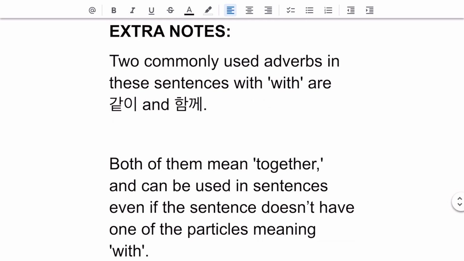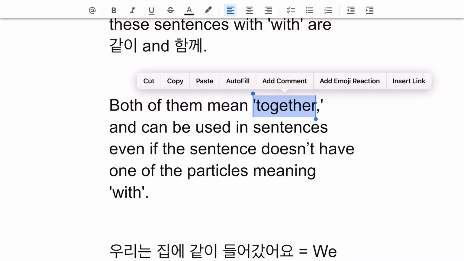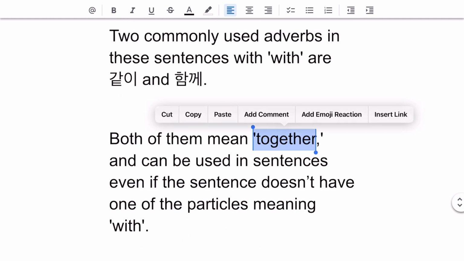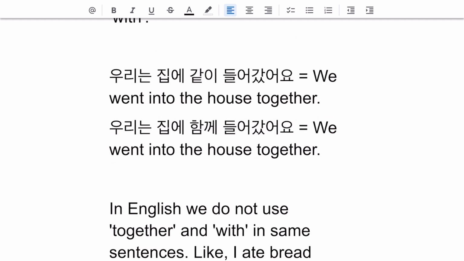And here's some extra notes, because when we're saying with in Korean, oftentimes you're going to hear one of these, 같이 or 함께, and those both mean together. I did something together with my friend. Now in English, it would be weird for us to say, I watched a movie together with my friend. It doesn't sound natural, right? But in Korean, that's perfect. Honestly, very perfect. Here's an example. Same sentence, different word for together. 우리는 집에 같이 or 함께 들어갔어요. 들어가다 means to enter or go into. We went into the house together, right?